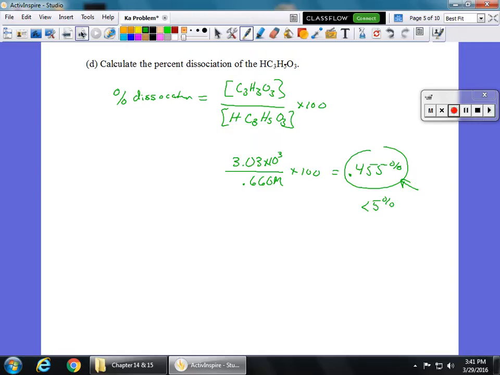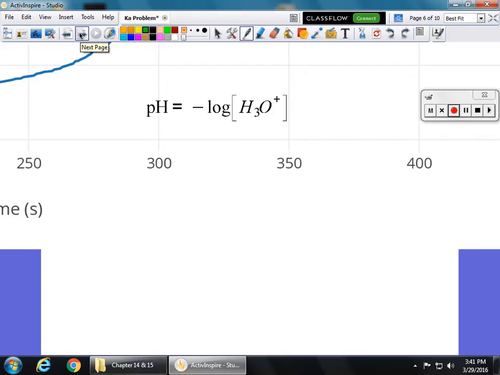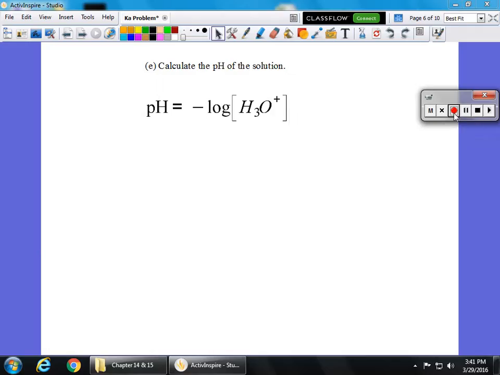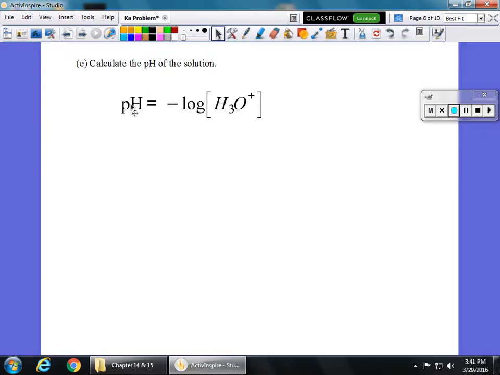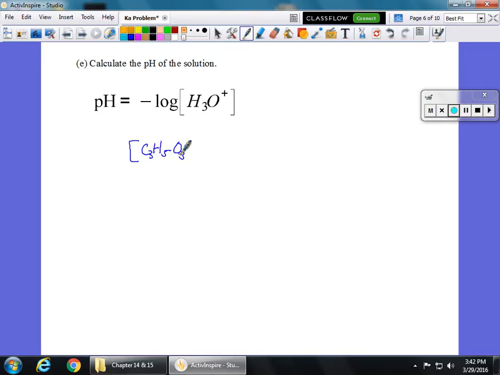Part E asks us to find the pH. Okay, so in part E we're looking to find the pH of our solution, and the pH is the negative log of the hydronium concentration. So there's really two things that you have to realize here. First of all, you have to realize that in an earlier part we had already found the concentration of our conjugate, the C3H5O3, and that is equal to the concentration of your hydronium, right?